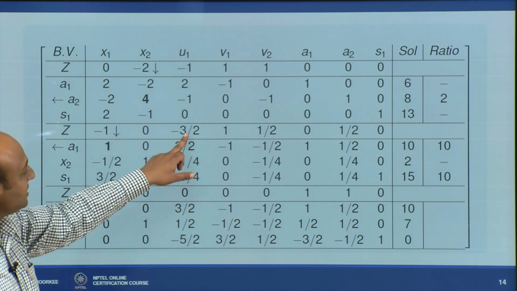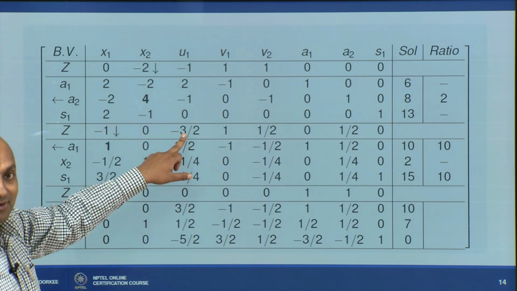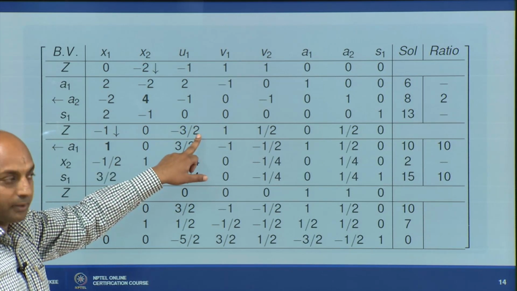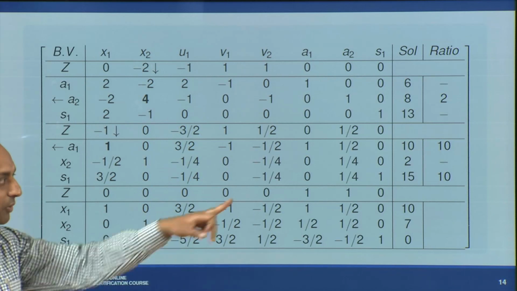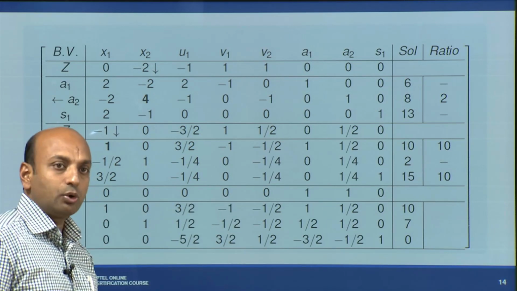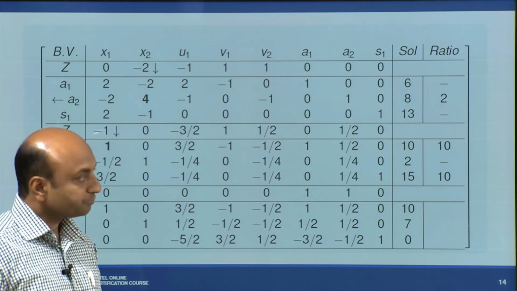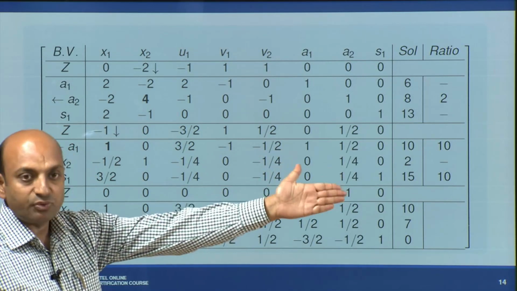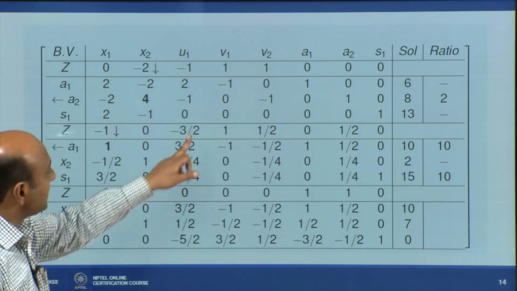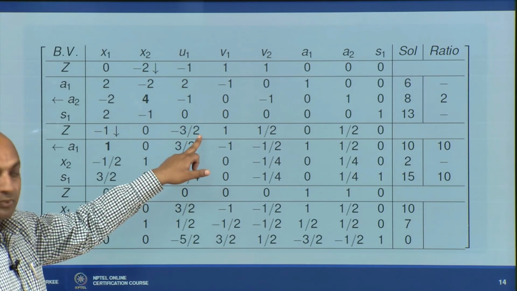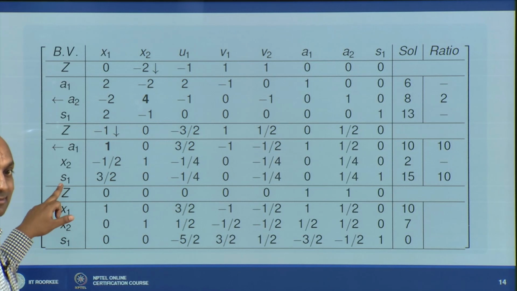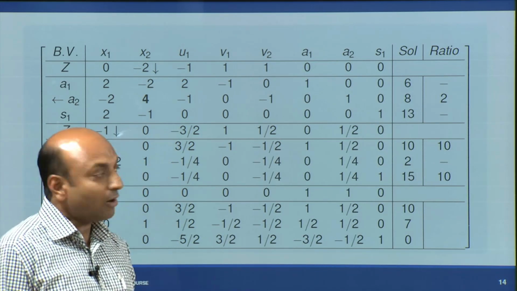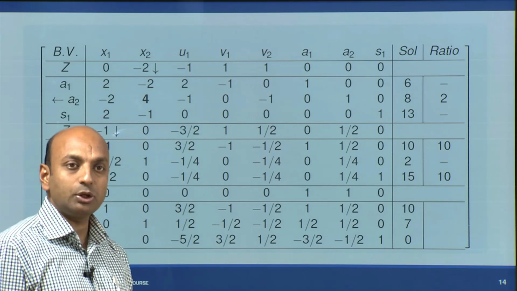Now, this is most negative, -3 by 2. Now, if you enter this u1, what is the complement of u1? s1. u1 s1 must be 0; the complement of u1 is s1. If you enter this u1, s1 is already there in the basis. So, u1 into s1 may not be 0. We have to maintain that condition, u1 s1 must be 0.